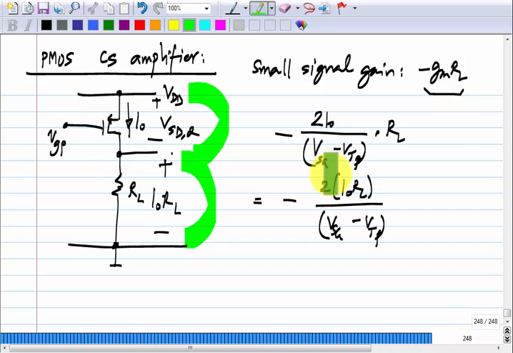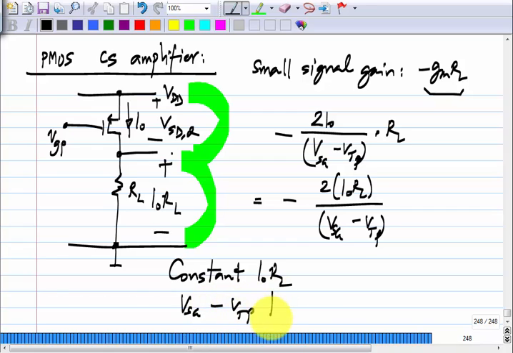Let us say I keep I naught RL constant. That means that I keep the DC drop across the resistor constant and I go on reducing VSG minus VT. How do I do that? Maybe the current in the transistor will reduce, but that is okay. I will go on increasing RL to keep I naught RL constant. Looks like I can get unlimited gain by reducing this, right? Is this correct?